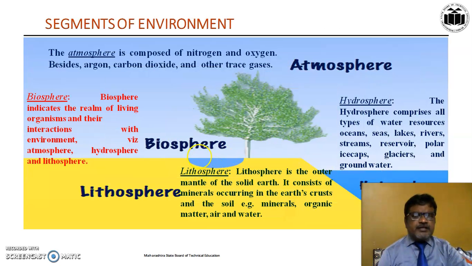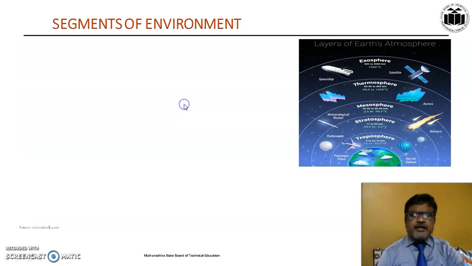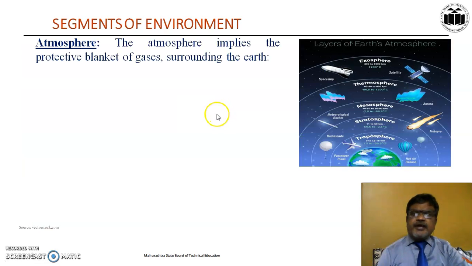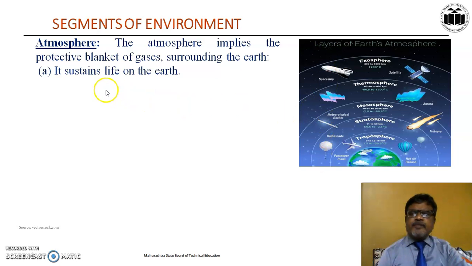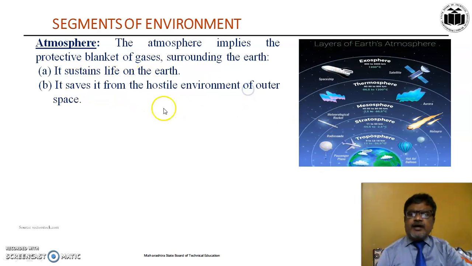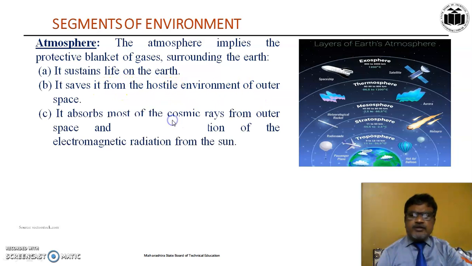Then we have to study the segments of environment. There are four segments of environment: atmosphere, hydrosphere, lithosphere and biosphere. Let us study these segments in detail. The atmosphere implies the protective blanket of gases surrounding the earth. You can see from this picture, it sustains life on the earth. It saves us from the hostile environment of outer space.